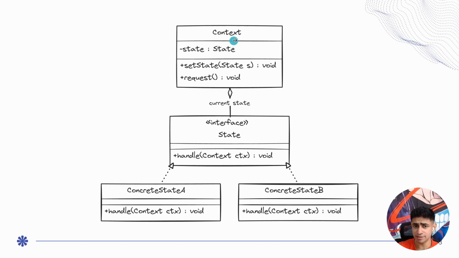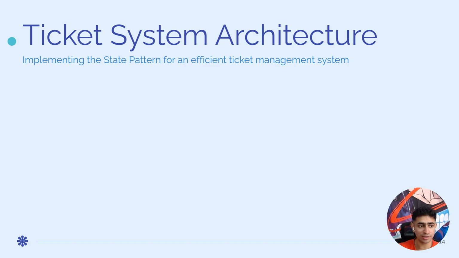So it's going to look like this. There'll be a context, a set state and the request. You can have as many functions as you want, obviously. The context should be able to set the state, and the state should be able to handle whatever functions are needed. And then there'll be concrete implementations of these states. Perfect. So let's start the code.